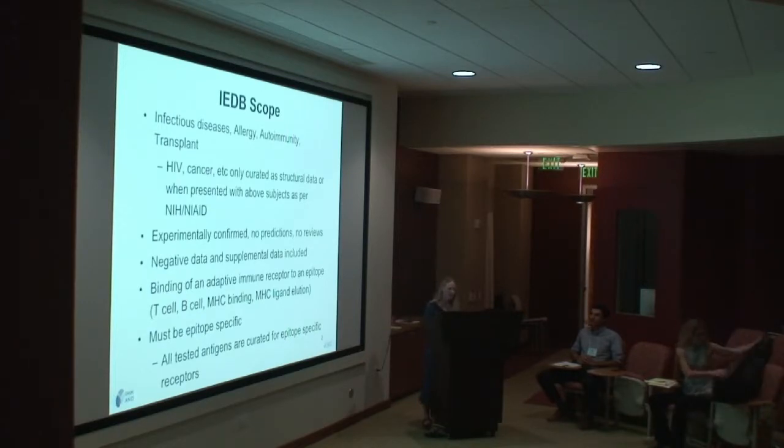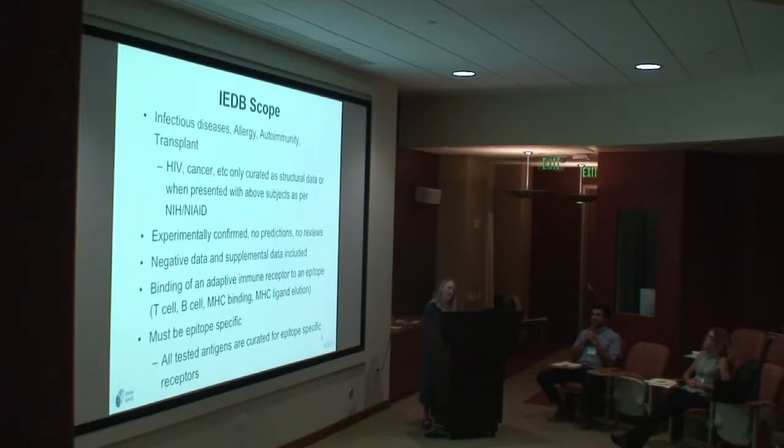So all the data in IEDB is experimentally confirmed. We don't capture predictions. That's one of the big questions we get from authors asking why their data is not in. If they publish a paper and file in predictions, we don't capture that. And then we also don't do review articles where the data was previously published somewhere else. If it's a combination review article with a few new experiments, we would capture those new experiments.